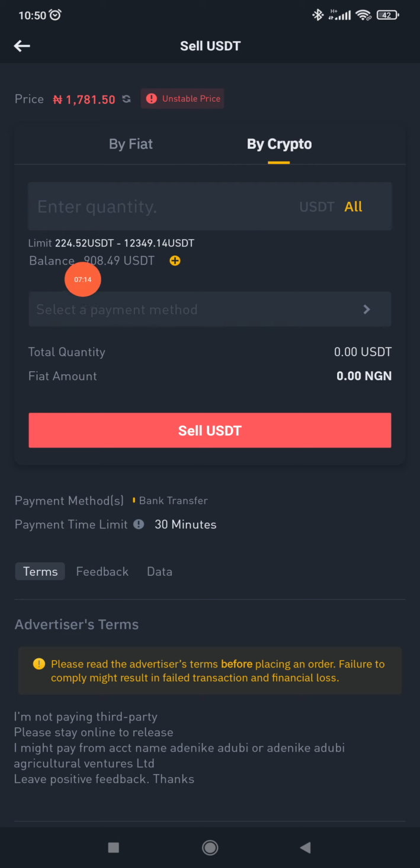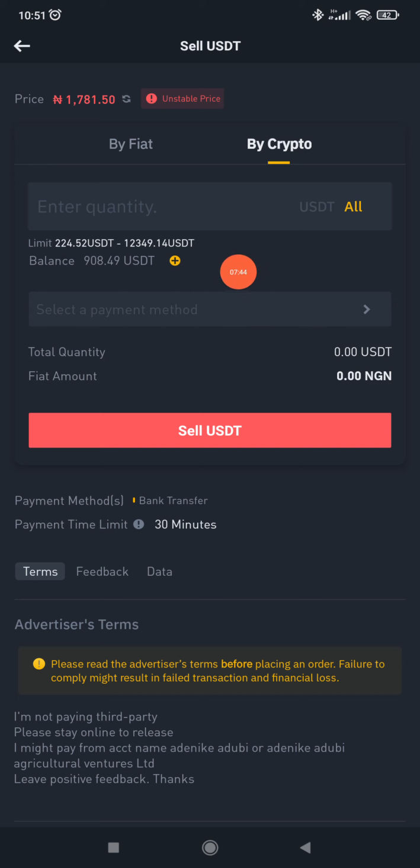Now you can see my balance. It will show the limit, of course. Now in the other page, it was showing the limit in Naira terms, but here it's going to show it in USDT, because it is USDT value you'll be entering at this enter quantity, right? Now it shows the limit, which is 224.52 USDT to 12,349 USDT. Then the balance, this balance is now the balance in my funding wallet.